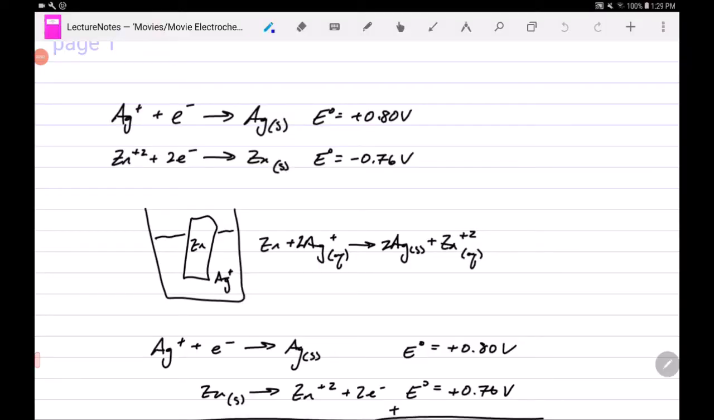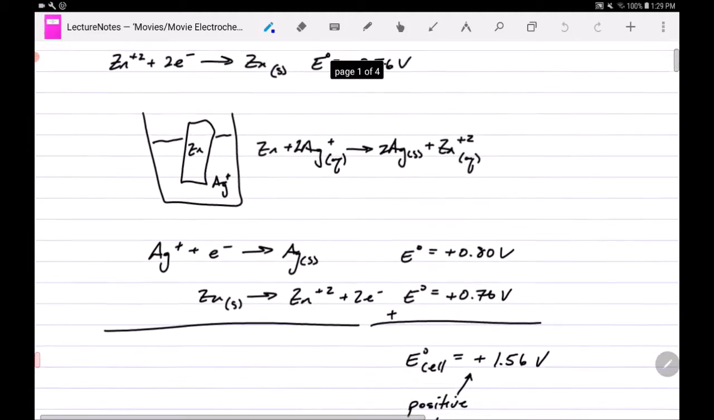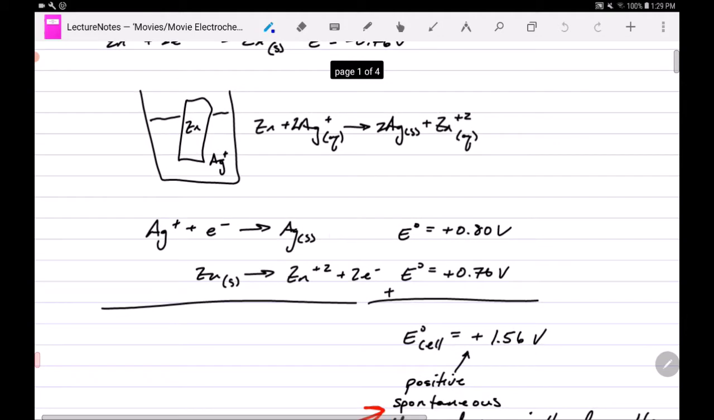In a previous video about galvanic cells, we talked about how we can add these two half reactions together, and when we add the half reactions together, we get the E0 of the cell. But when we add the half reactions together, even though we have to multiply the silver reaction by 2, we don't multiply the cell potential by 2.